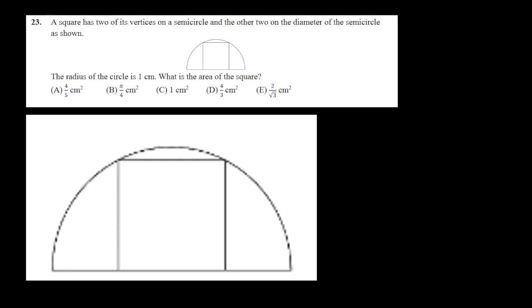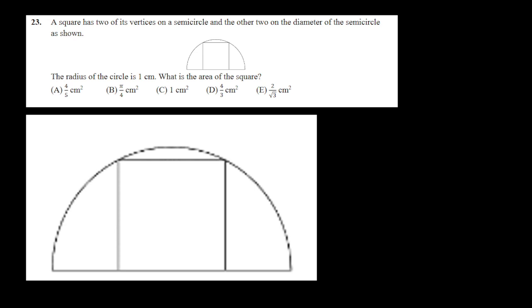In today's video, we're going to be solving a problem that appeared on the 2019 Kangaroo Math Contest for grades 9 and 10. The problem states that a square has two of its vertices on a semicircle and the other two on the diameter of the semicircle, as shown. The radius of the circle is 1 centimeter. What is the area of the square?